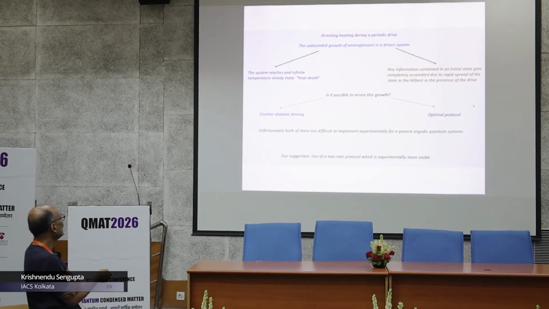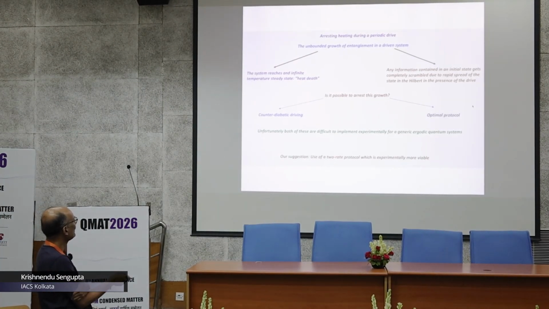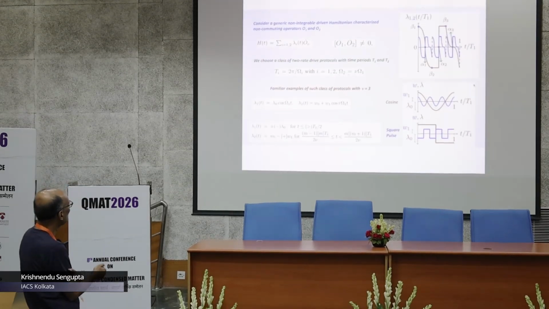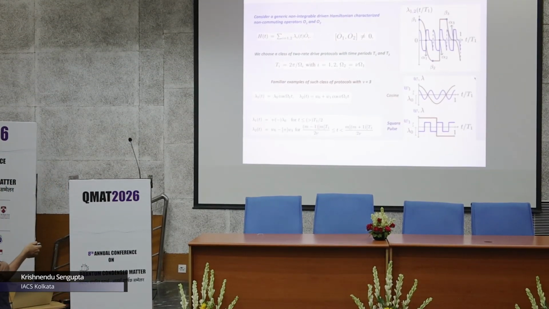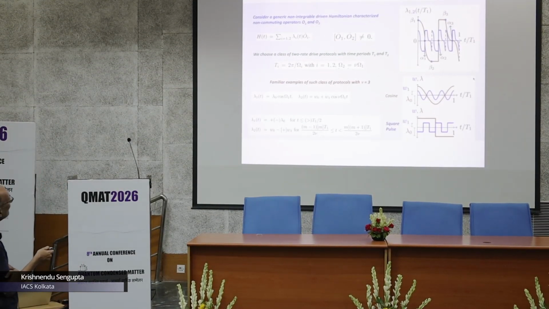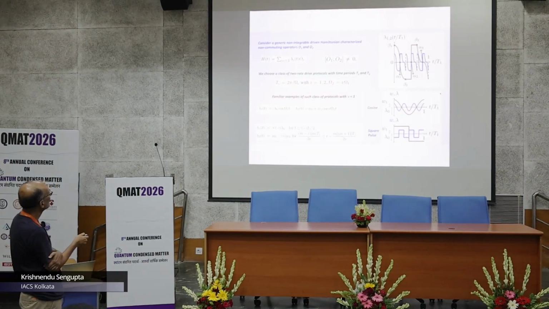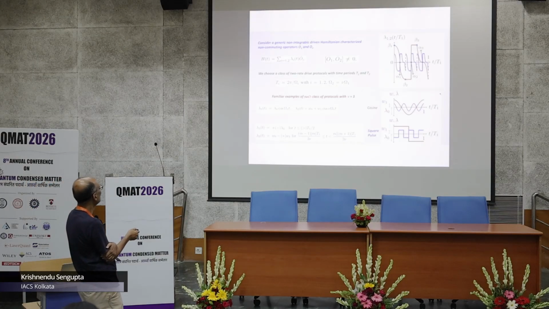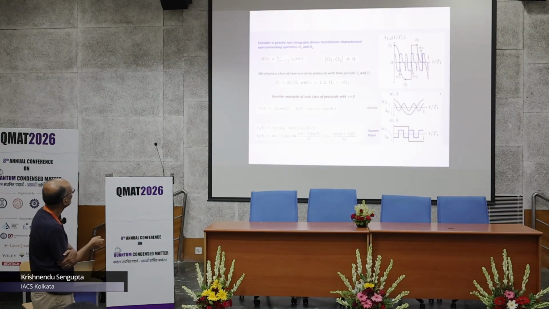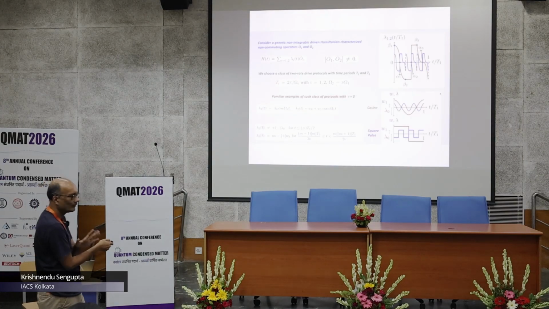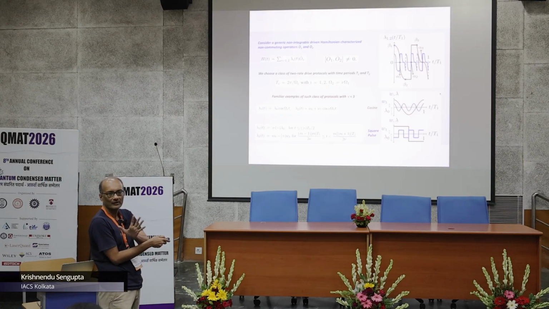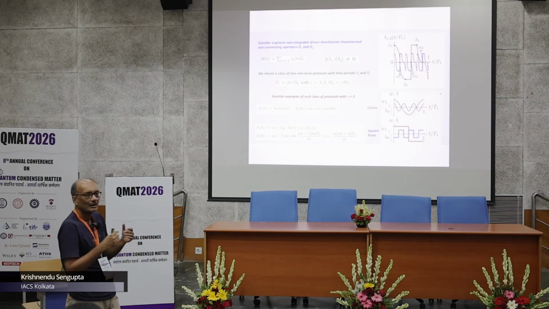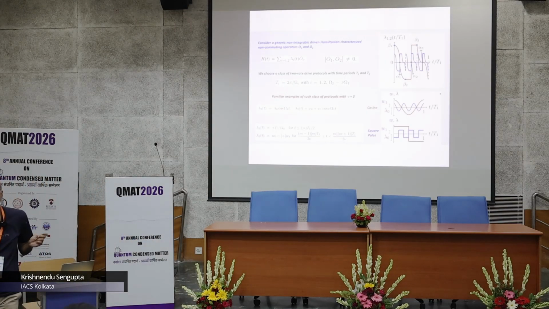So, the suggestion that we make is that we can use a two-rate protocol, which is experimentally more viable. Now, what does this do? We consider a generic non-integrable Hamiltonian, which is driven with some coefficients lambda_i, which are functions of time, and these can have different protocols. There are two such operators. These operators can be completely generic. They can be short range, long range, whatever, and they do not commute with each other. So, this gives you a model of a standard ergodic Hamiltonian.